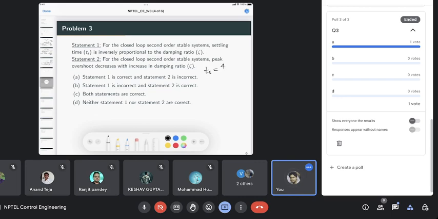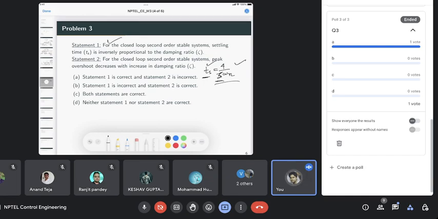For settling time, you have the formula for 2% tolerance, which is 4 by zeta omega n. So you can see that the settling time is inversely proportional to the damping ratio. So statement 1 is correct, right?